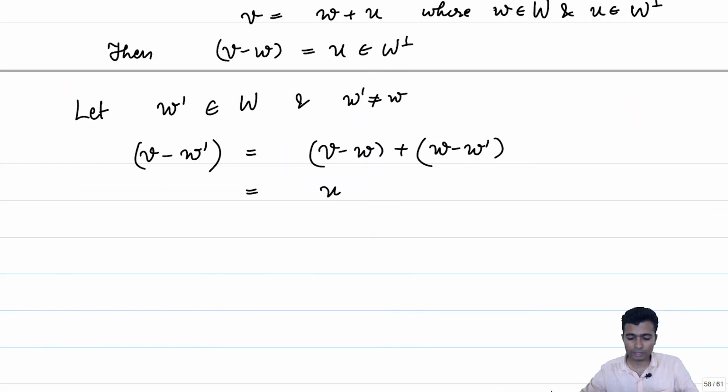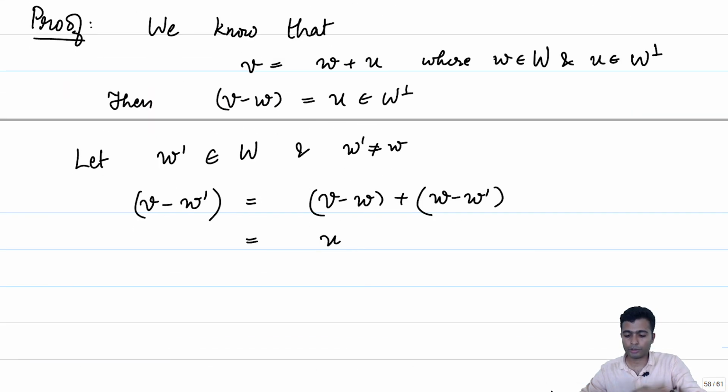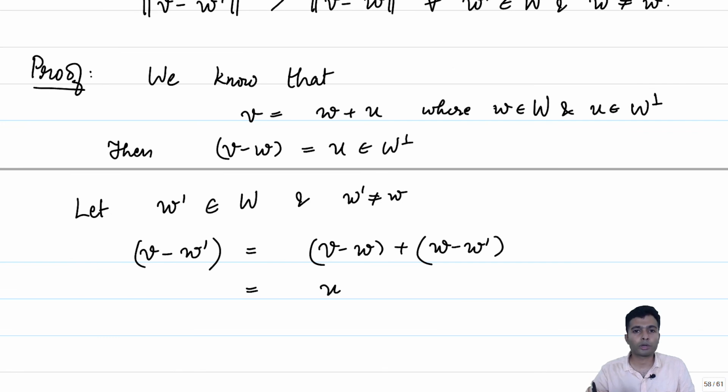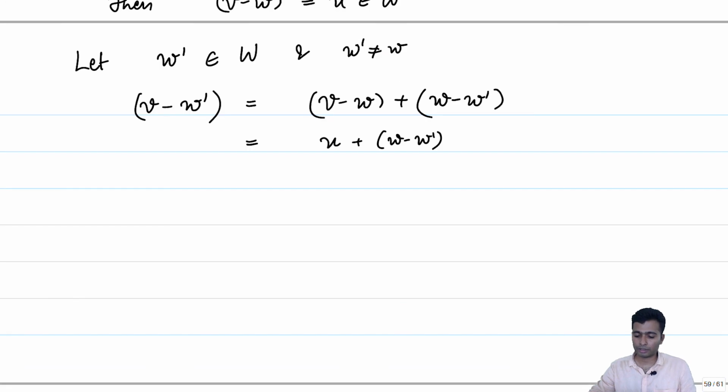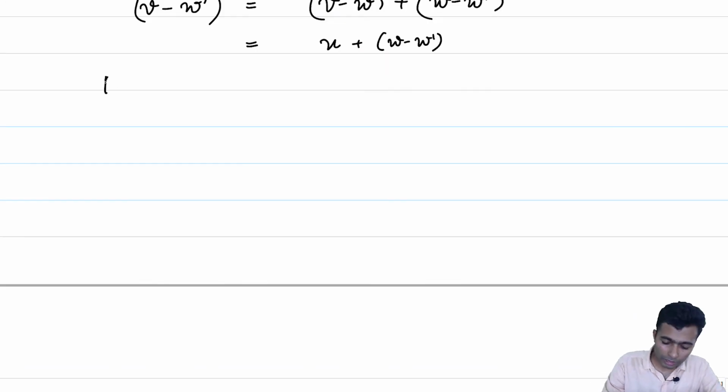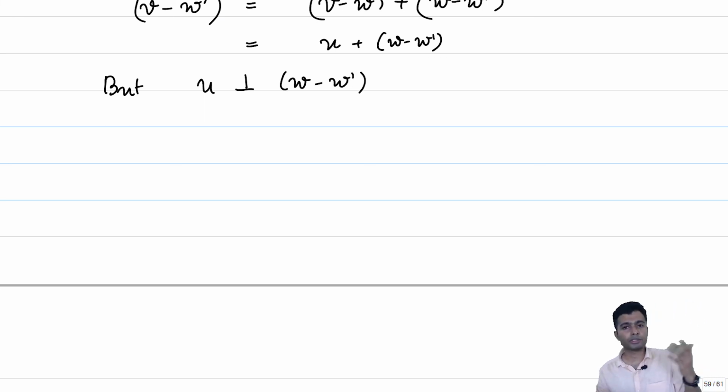So, if you notice here, V minus W is equal to U, which is in the orthogonal complement of W, and therefore, this is just U plus some vector W minus W prime which belongs to capital W, right? But U is orthogonal to W minus W prime, because U is in the orthogonal complement of W and W minus W prime is a vector in capital W.